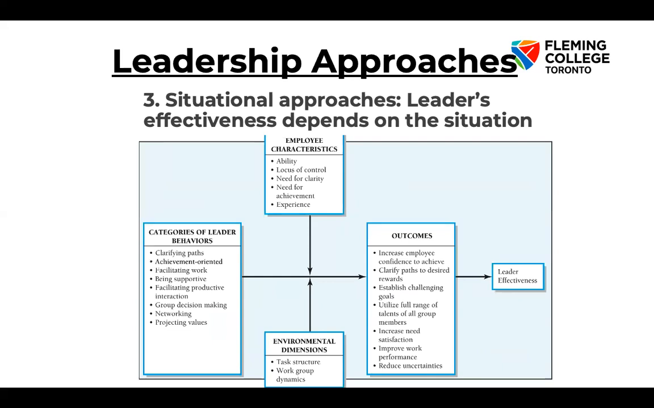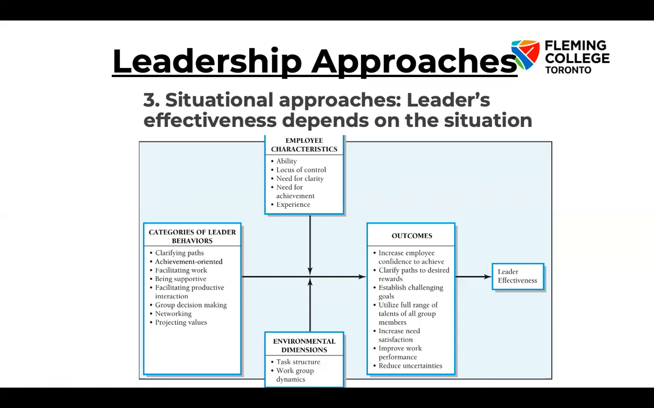Now, if we talk about leadership approaches, here employee characteristics are ability, locus of control, need of clarity, need of achievement, and experience. And categories of leaders could be clarifying path, achievement oriented, facilitating tasks, being supportive, facilitating productive interaction, group decision making, networking, projecting values.